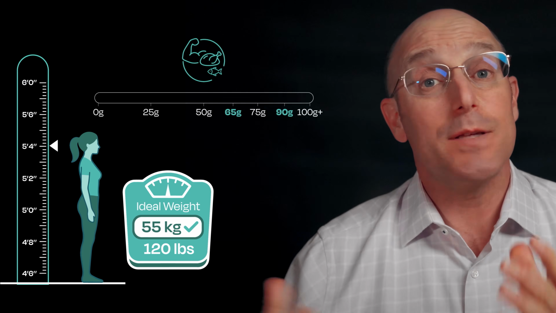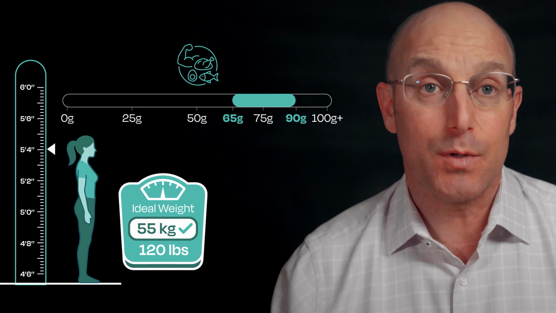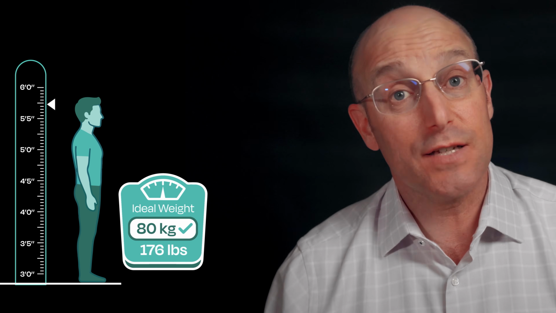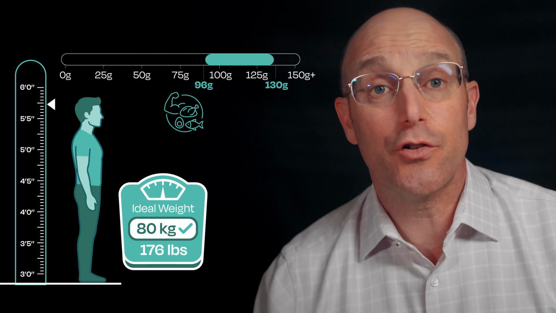For a 5'4" woman, ideal, quote unquote, ideal body weight is about 55 kilograms or 120 pounds. That means protein would fall roughly between 65 and 90 grams of protein per day. For a 5'10" male, it's about 80 kilograms or 176 pounds. So protein intake somewhere between 96 and 130 grams per day. Now that term ideal, it's really just sort of a medical reference. It's not a judgment on ideal or not.